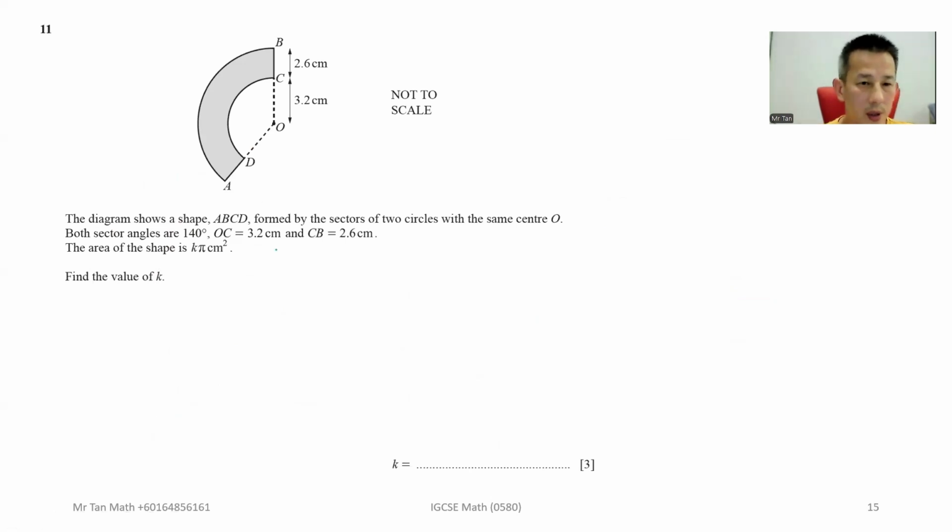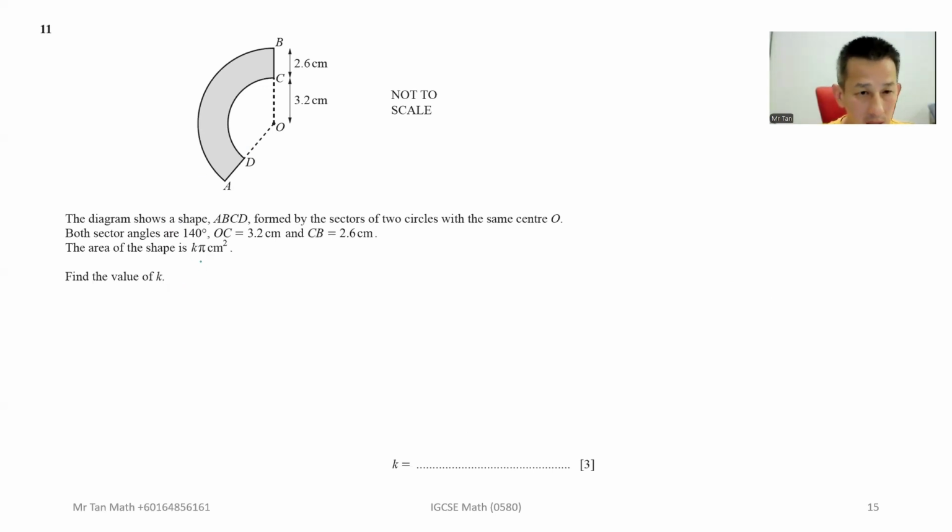Question 11. The diagram shows a shape ABCD formed by the sectors of two circles with the same center O. Both sectors' angles are 140 degrees. OC is 3.2 and CB is 2.6. The area of the shape is K pi cm squared. Find the value of K.